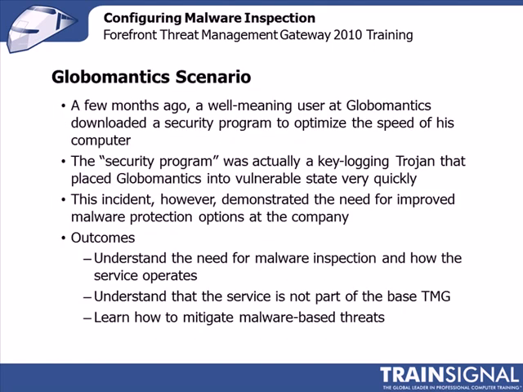A few months ago, a well-meaning user at Global Mantex downloaded a security program to his system. He thought this would optimize the speed of his computer. In fact, this security program was actually a keylogging Trojan horse that placed Global Mantex into a vulnerable state very quickly. Although this incident was very quickly rectified, it did demonstrate the need for improved malware protection capabilities inside the organization. By the end of this lesson, Global Mantex will understand the need for malware protection and how the service actually operates in Forefront Threat Management Gateway.